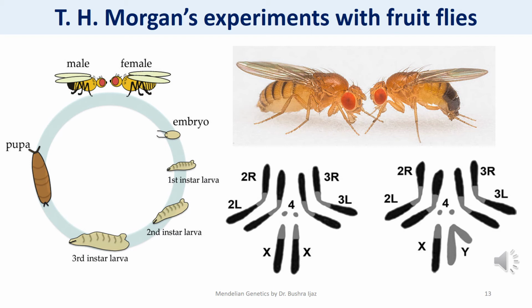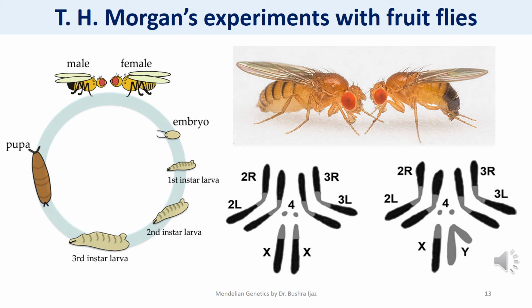Now, he used normal flies with red eyes and mutated flies with white eyes and crossed and bred them. In flies, the wild type eye color, which is the red one, was dominant, and the white eye color was recessive. He was able to conclude that the gene for the eye color was on the X chromosome.